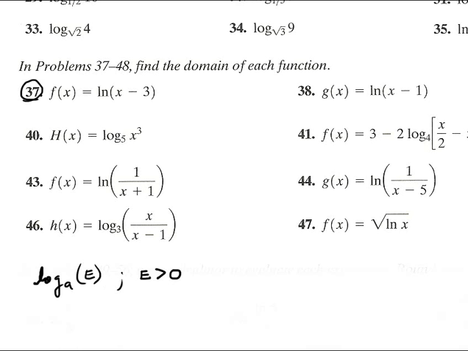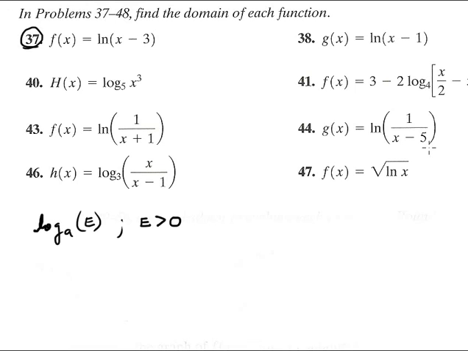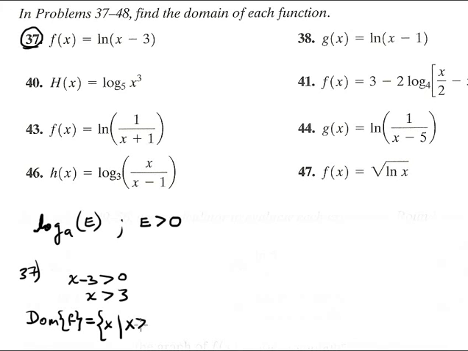So now, 37 is, you take the expression inside the logarithm. It doesn't matter what the base is, in this case natural. Well, this is x minus 3 greater than 0, x greater than 3, and the domain of the function f is x such that x is greater than 3, not equal to 3, just greater than.